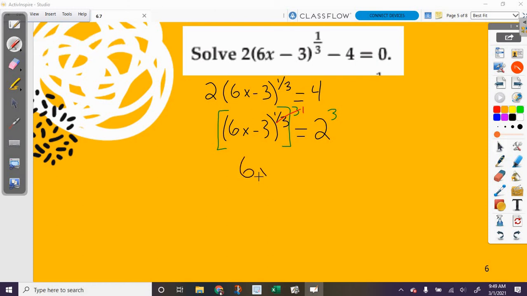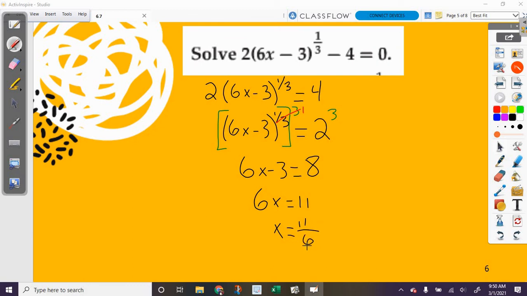So we end up with 6x minus 3 on the left-hand side, and then we have 8 on the right-hand side. A really important thing to remember is that you do have to raise both sides to that 3rd power, so don't forget to do it to the 2 as well. So then we're going to add 3 to both sides. We get 11, and then we divide by 6.